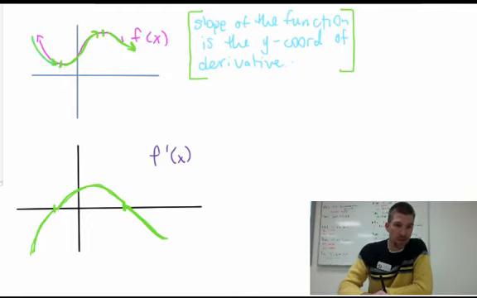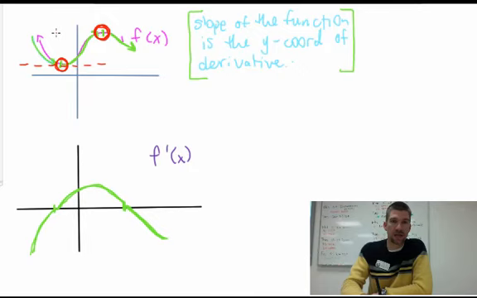Some things that help are if we can figure out where the maximum values of our function are located and the minimum values of our function. The reason those are important is because that tells us where we cross the x-axis with our derivative. Notice we have right here a horizontal tangent line, and a horizontal tangent line has a slope of 0.